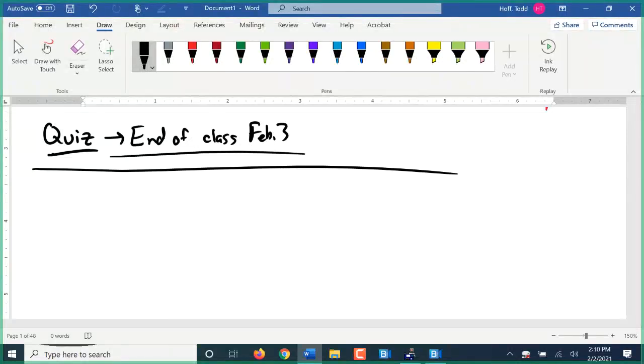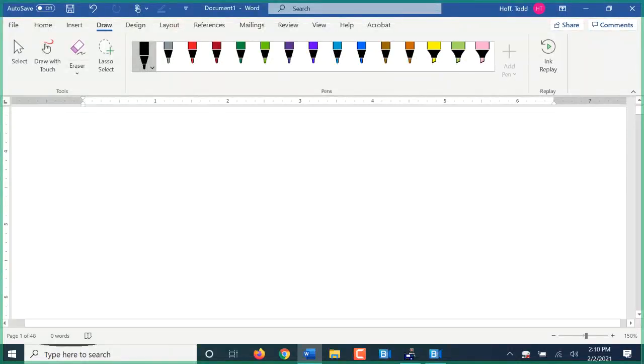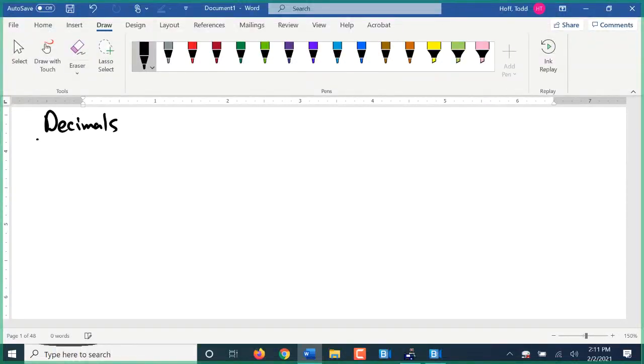Today we're moving on to the next step after fractions, which is decimals. The key to understanding decimals comes back to that concept that we talked about with whole numbers of place value.